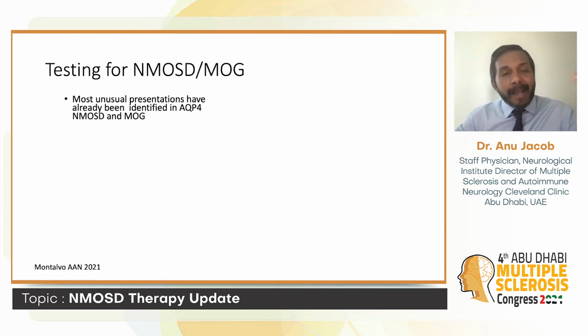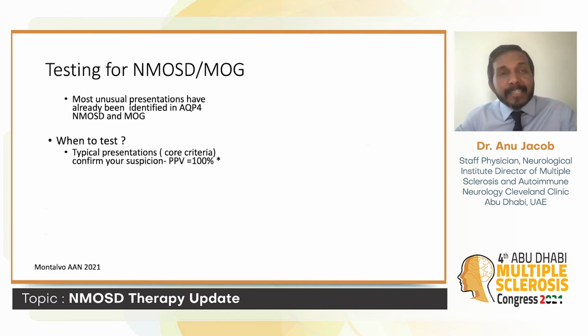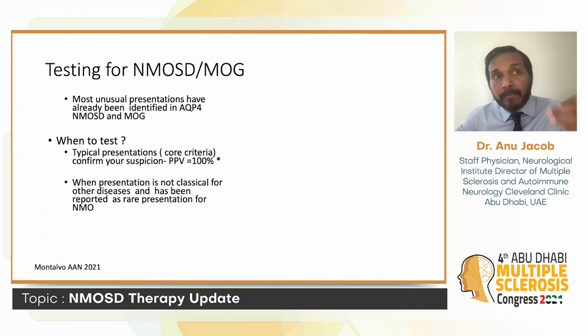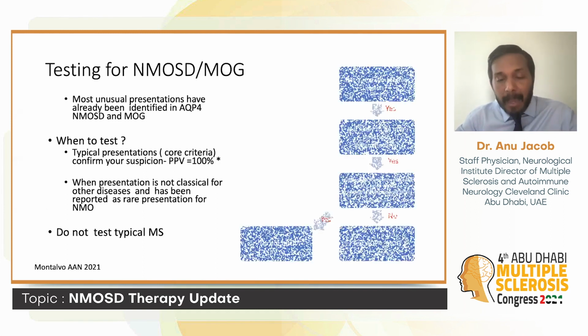So to summarize, I would say this: test for NMOSD only when the chance of diagnosing it is high. Most of the unusual presentations have already been identified, so don't worry about that. Test typical presentations. If you have one of the core criteria, the positive predictive value is quite high. And if the presentation is not classical for other diseases and has been reported as a rare presentation of NMO, you can test. But do not test typical MS.